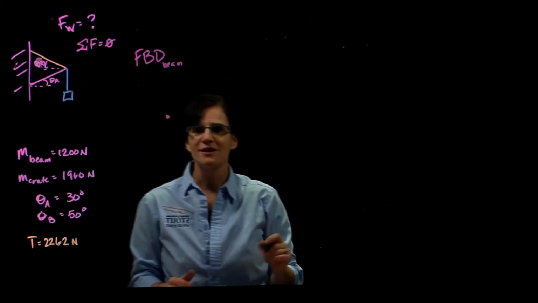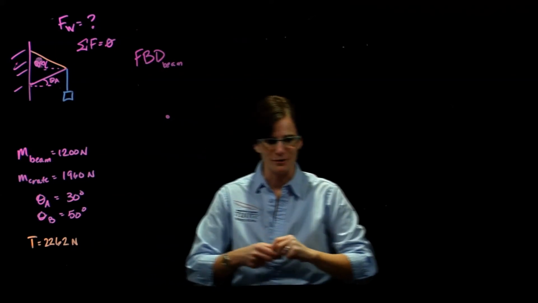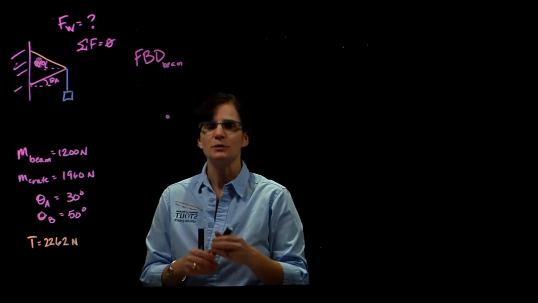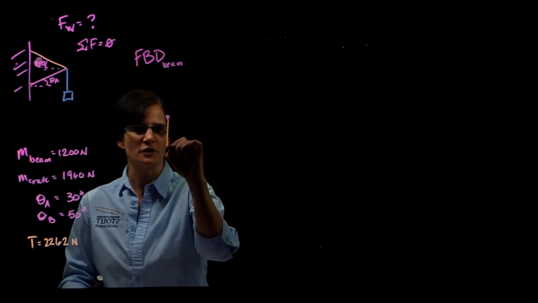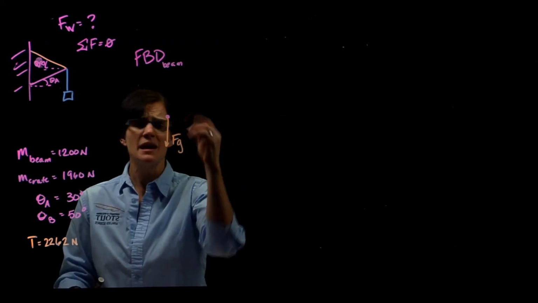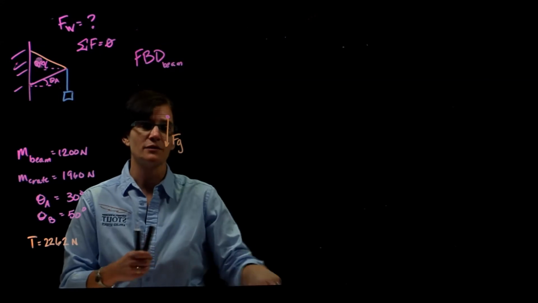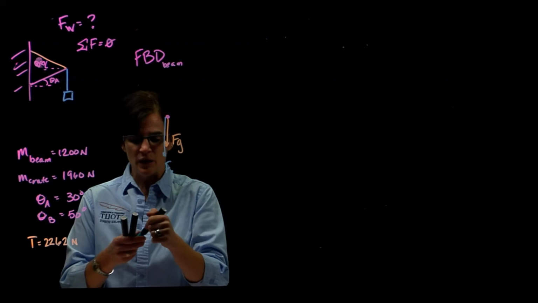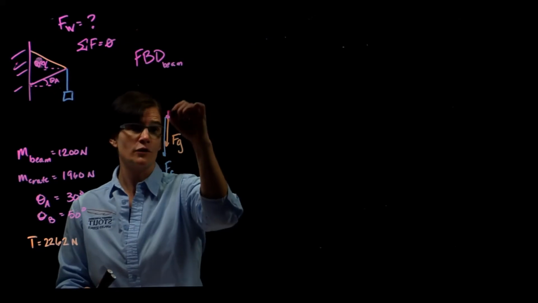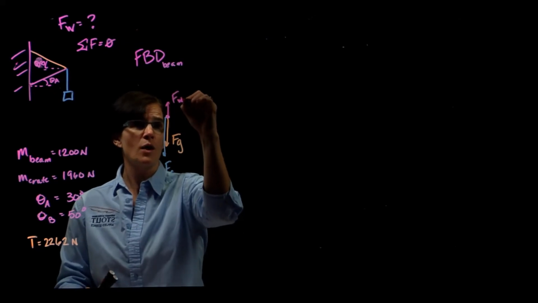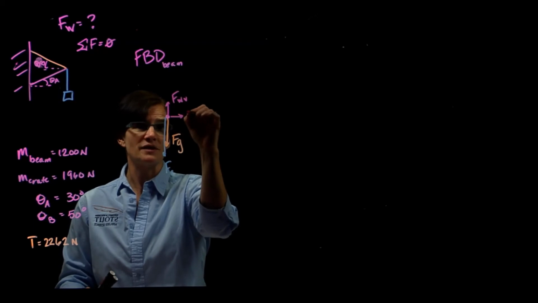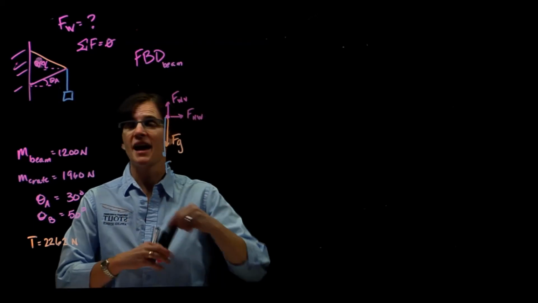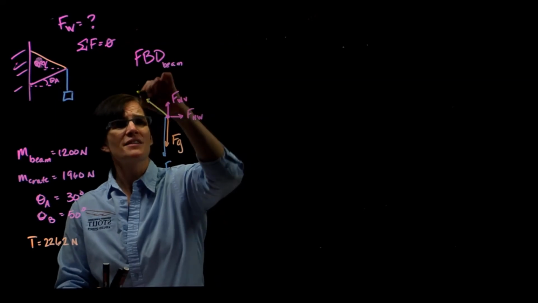So there is our dot, our free body diagram. And if we look at the forces acting on that beam, what do we have? Well, we had the force of gravity of the beam. We had the force of the crate on that beam. We had the vertical force of the wall and the horizontal force of the wall. And then we had the tension.